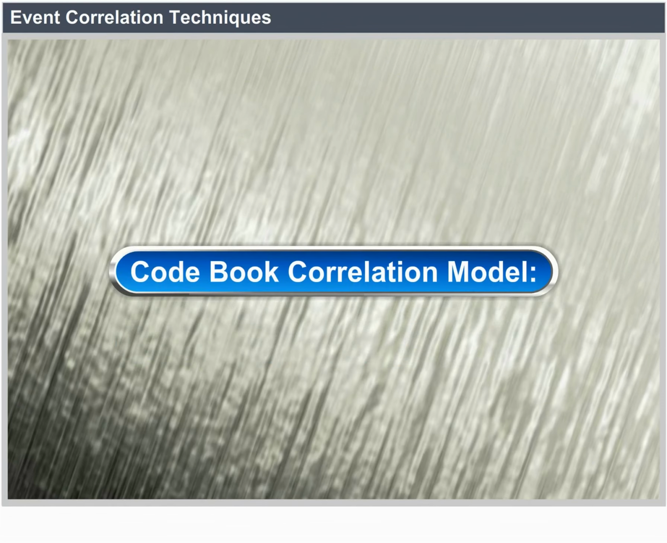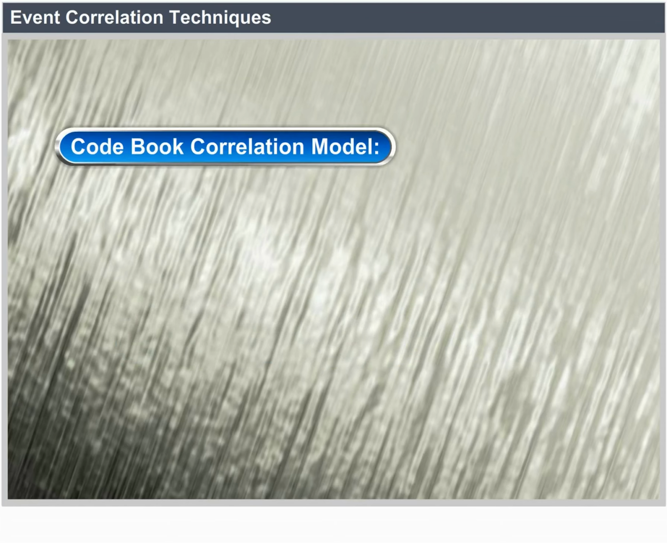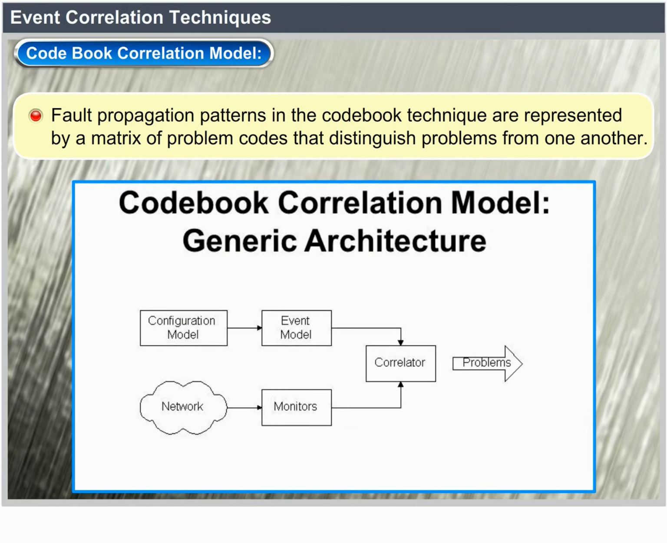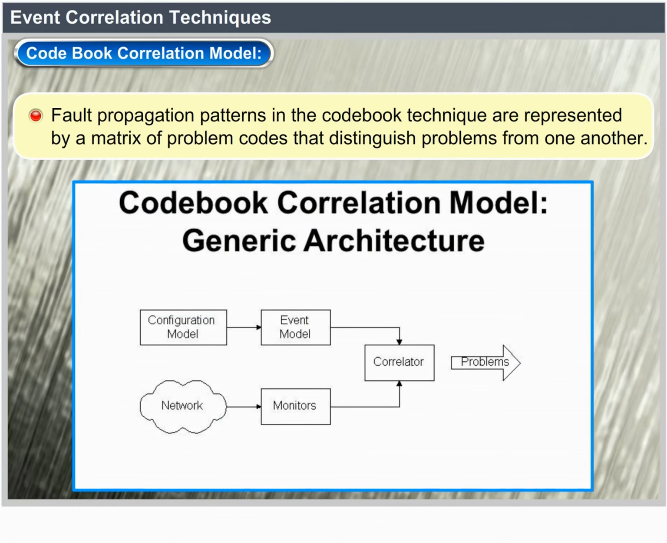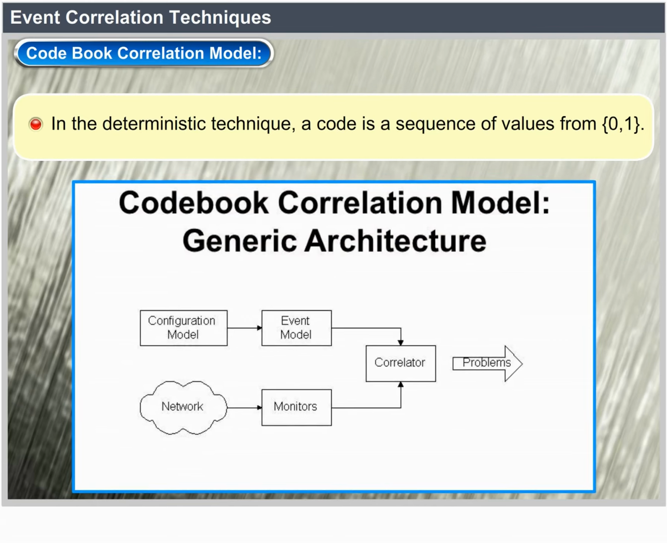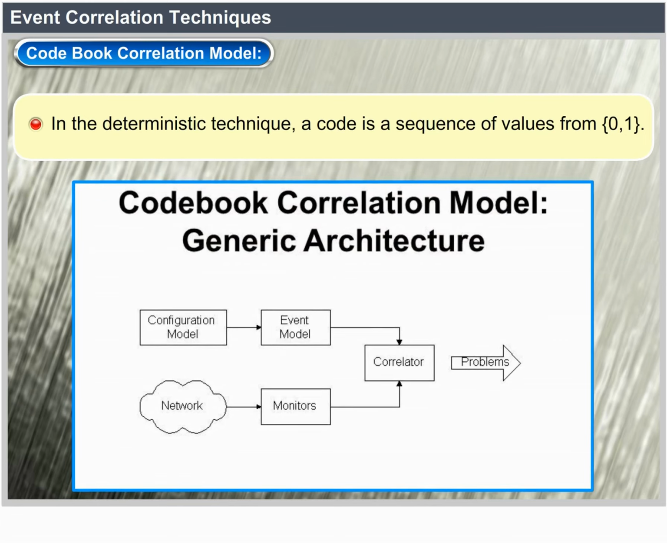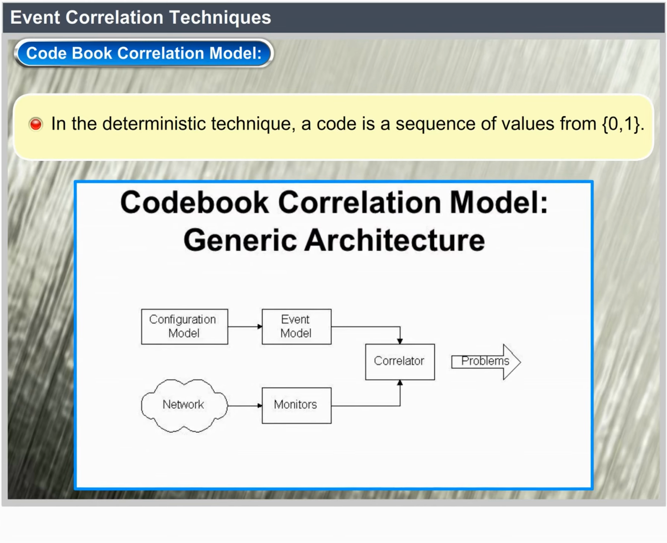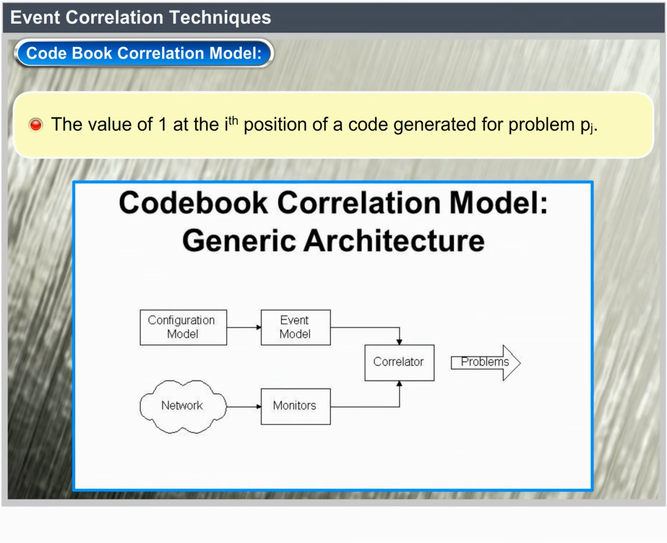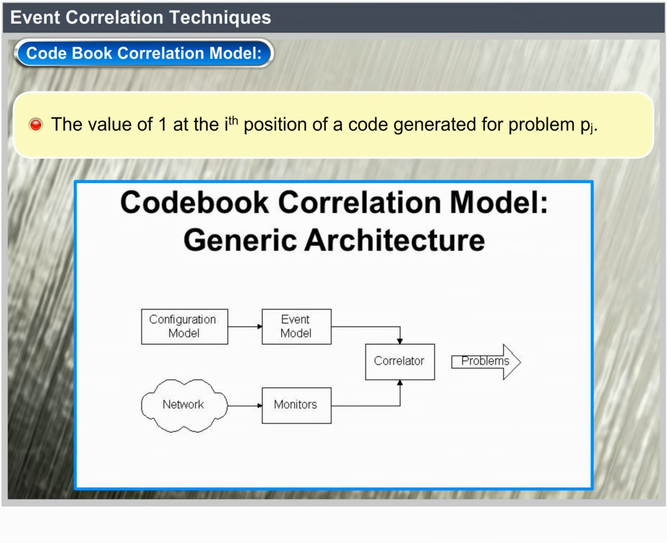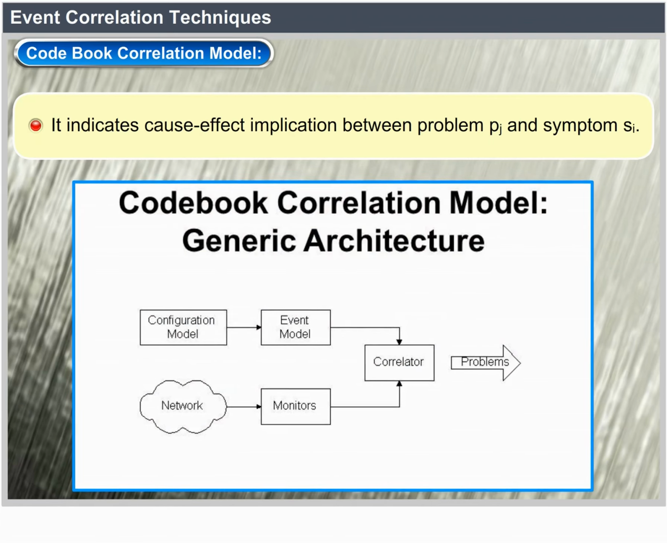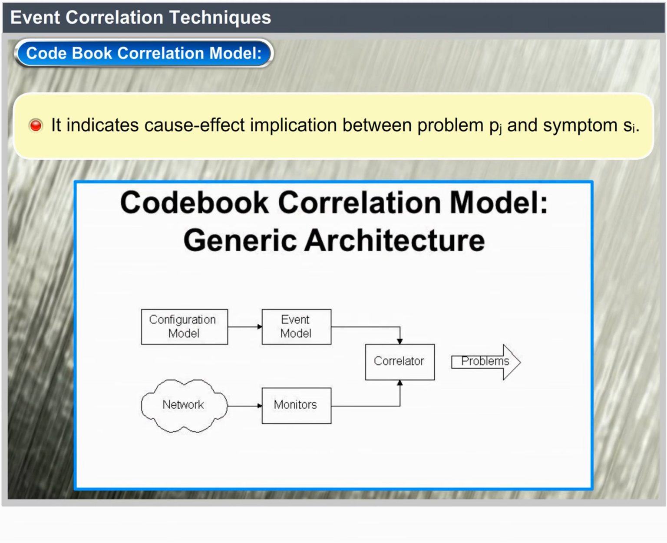Codebook correlation model. Fault propagation patterns in the codebook technique are represented by a matrix of problem codes that distinguish problems from one another. In the deterministic technique, a code is a sequence of values from the set {0, 1}. The value of 1 at the ith position of a code generated from problem Pj indicates cause-effect implication between problem Pj and symptom Si.